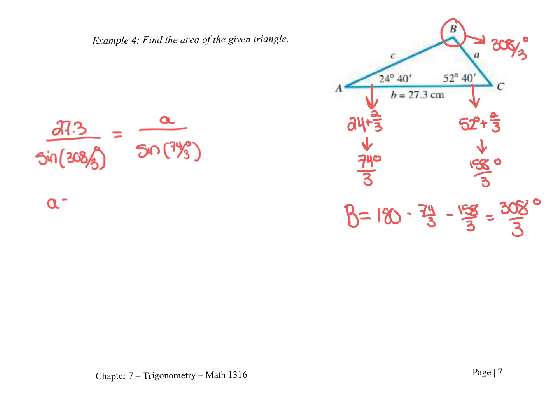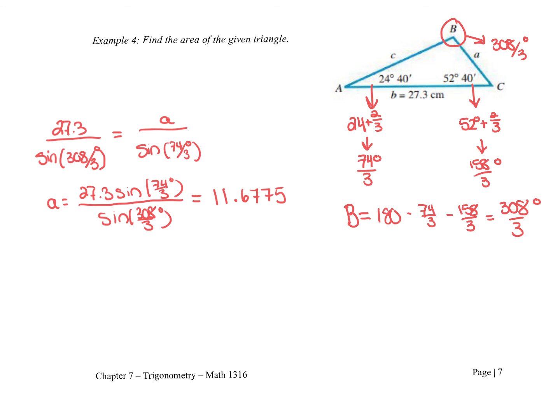So little a equals 27.3 sine of 74 over 3 degrees over sine of 308 over 3 degrees, which equals about 11.6775. I think I'm safe at 4 decimals only because all the problems I have only have 3 sig figs, which for me would be 1 decimal place because of my 11. So I'm going to hold on to that.